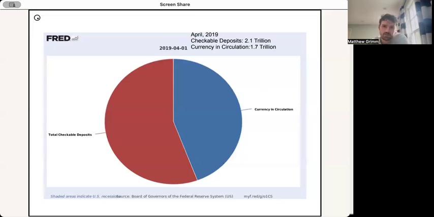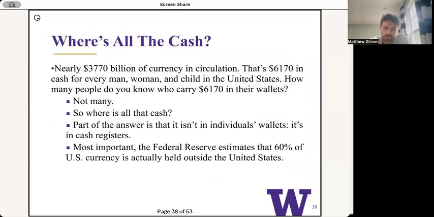Here's another graph from 2019 where we have currency in circulation and checkable deposits. So where is all the cash? Nearly 3.7 trillion of currency in circulation. That's $6,170 in cash for every man, woman, and child in the United States. How many people do you know carry this much in their wallets? Not many. So where is all the cash?